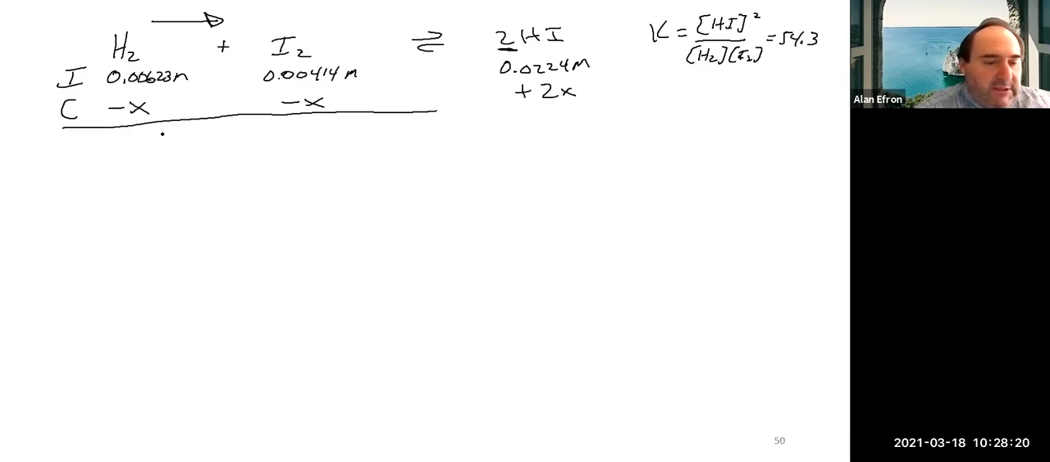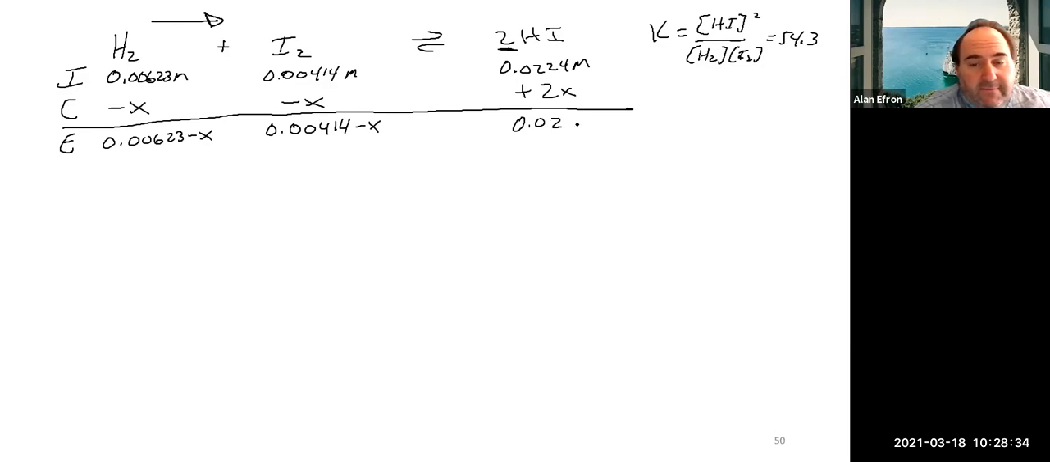That means when we reach equilibrium, this is 0.00623 minus X. This is 0.00414 minus X. This is 0.0224, and it is plus 2X. That's also something people sometimes mess up on in a problem like this. They're so used to a number to start with being minus after that, that they will sometimes do the minus on the right-hand side as well. So again, that's something you want to watch out for.